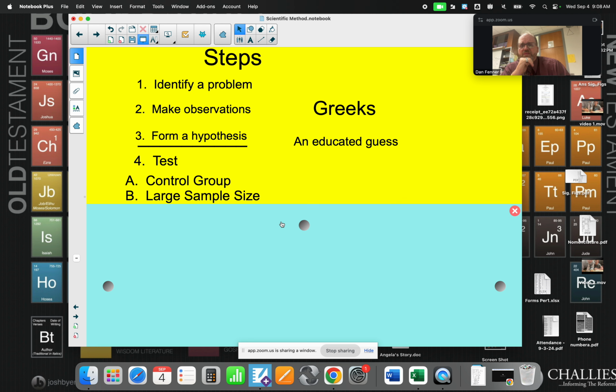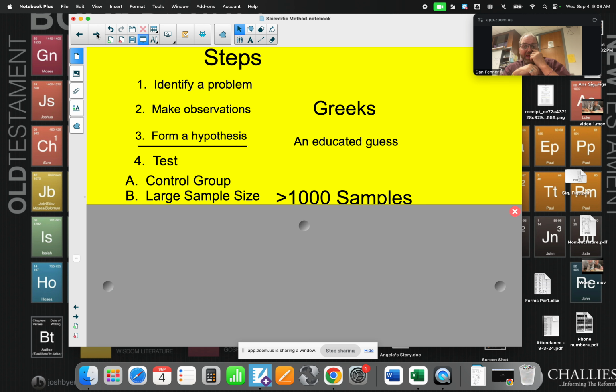We also have to have a large group size. Now, this is something you'd be very careful of when you're looking at research studies. I have seen studies with 50, 20, 100 people. From everything that I've seen, that's not really enough. In order to have a reliable study, you need to have at least 1,000 people to be considered effective.